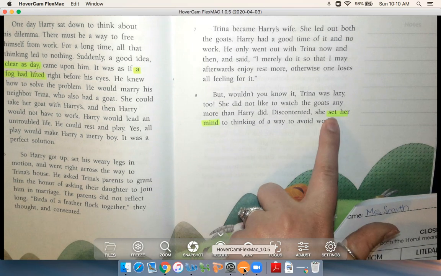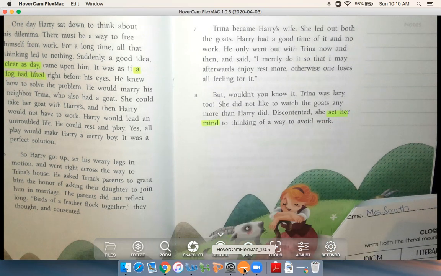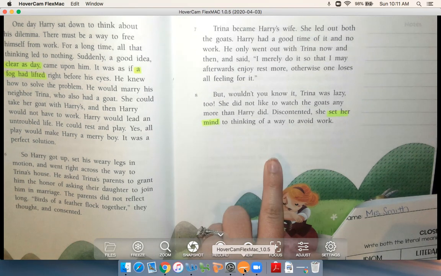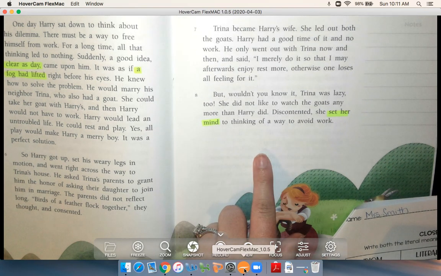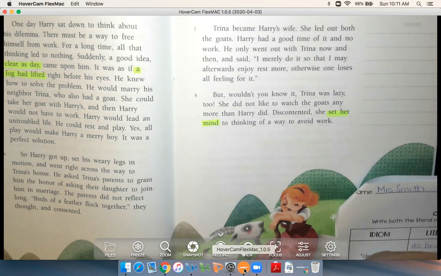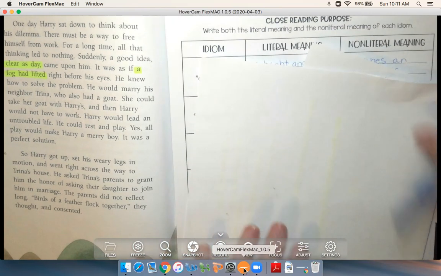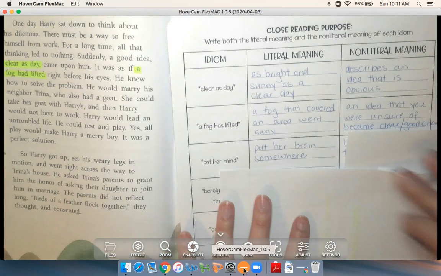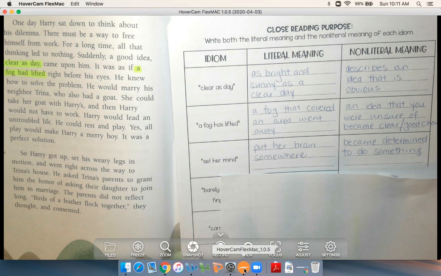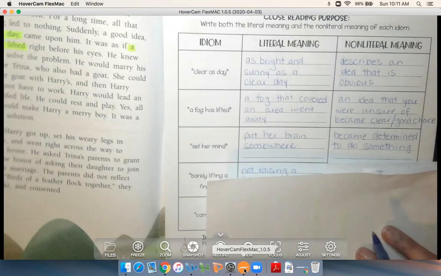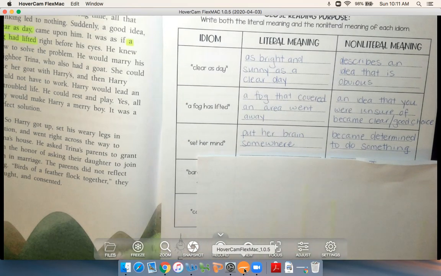Now, literally, if I set my mind, that kind of puts a picture in my head that I'm picking up my brain and putting it somewhere else. Is that what Trina's doing? Did she pick up her brain and put it somewhere else? No, she didn't. When we say set your mind to something, what we're really saying is you become determined to do something. If you set your mind to something, you've decided this is what I'm going to do to solve my problem or to figure something out, right?